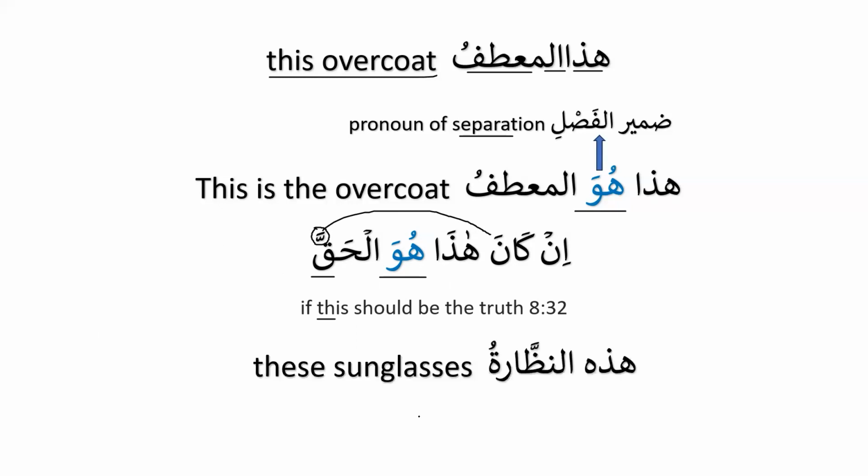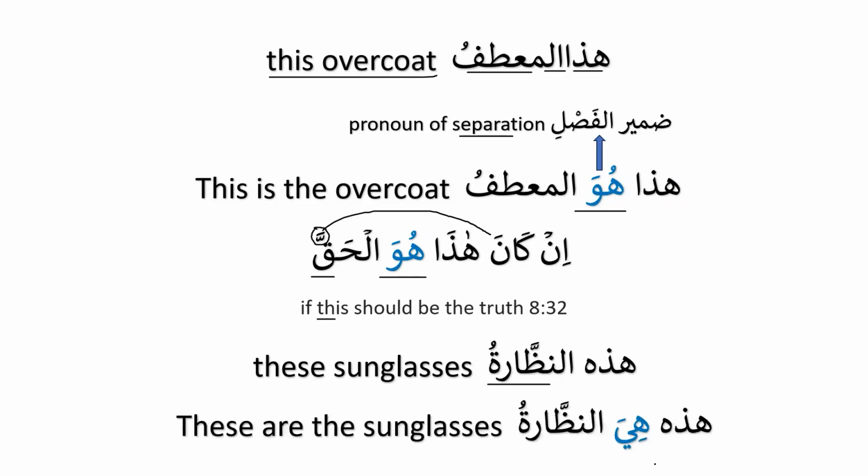هذه النظارة, similarly you say these sunglasses, and then if you want to make it a complete sentence, what you will do now, you will add a pronoun of separation. Are we going to add huwa? La, no, no way. Why? Because an-nadharatu is feminine, so we will add the pronoun for the feminine. So we will say هذه هي النظارة. You need to be very careful about it. So you have to look at the thing that is being pointed at. Mi'taf is masculine, so for mi'taf we use huwa, and nadharatu is feminine, and for feminine we will use hiya. So this is also something very important that we need to know.